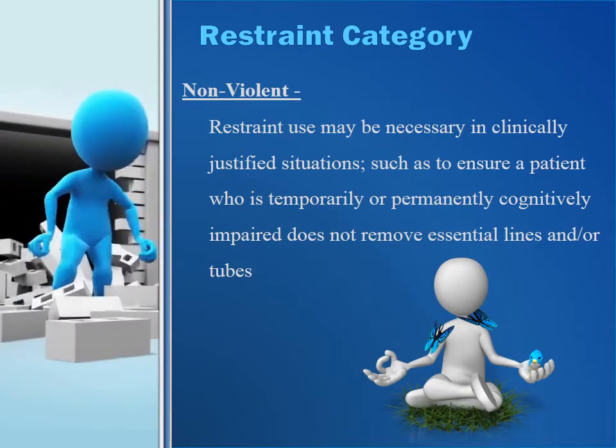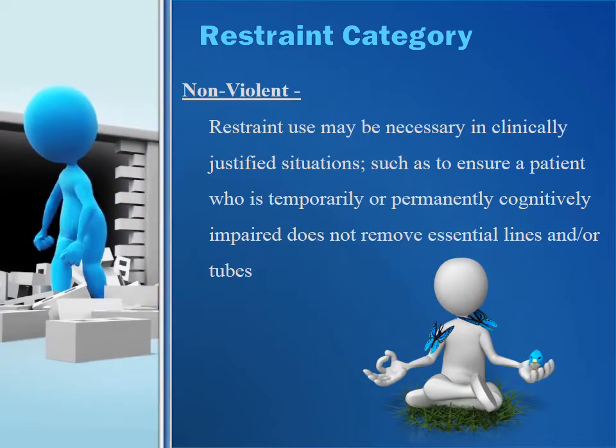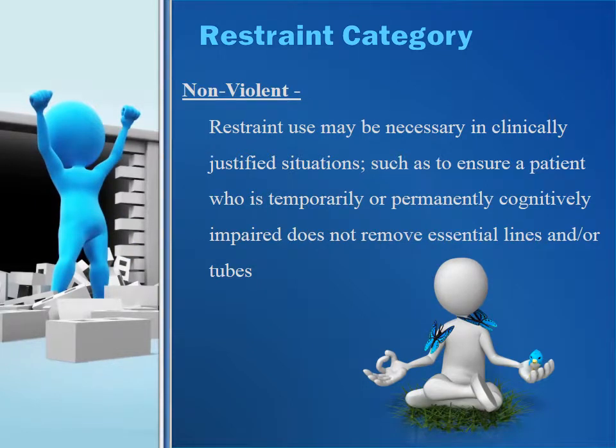Our first category of restraint is the nonviolent, which I said earlier used to be called our medical restraints. A nonviolent restraint may be necessary in clinically justified situations, such as to ensure a patient who is temporarily or permanently cognitively impaired does not remove essential lines and or tubes. This is your most classic form of restraints. You see a lot of these in the ICUs with intubated patients. If you can't get them sedated just right and they're moving around, or they have the ability to pull their ET tube, they are at very high risk, and you will see these restraints in use.